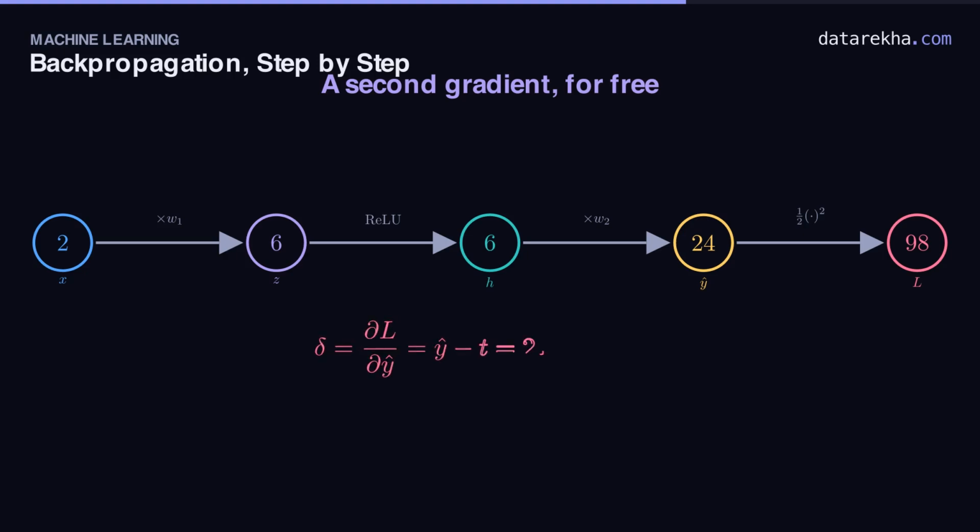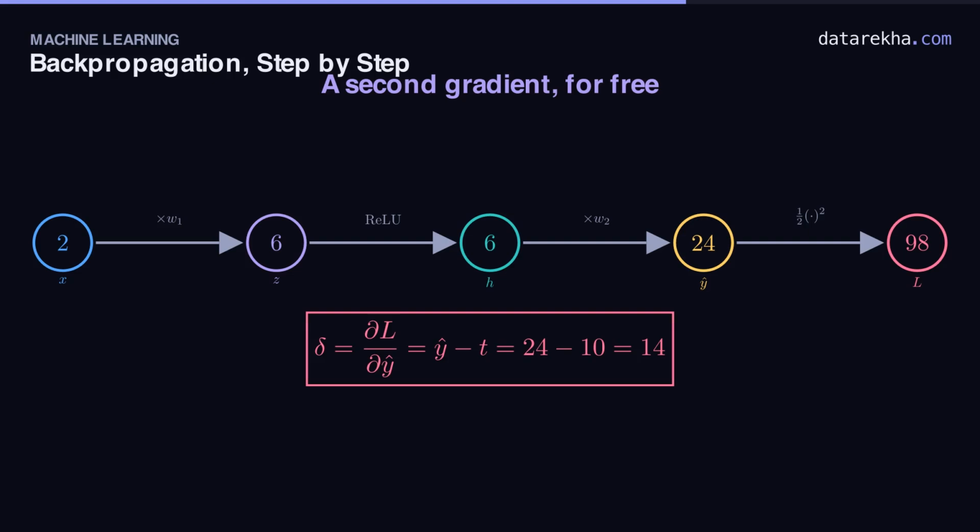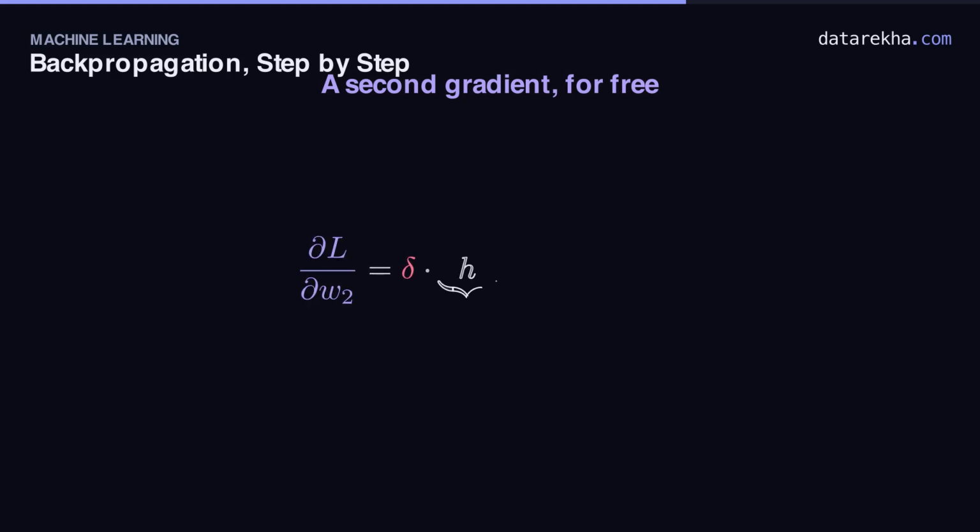Now the one signal that does all the work. The error at the output, delta, is y hat minus t, 24 minus 10, 14. Compute it once. We are about to spend it twice. Take the output weight w2 first. It's the easy one, a single hop from the loss. Its gradient is delta times its local derivative, which for w2 times h is just h, 6. So 14 times 6 is 84. We reuse delta, and we're done in one multiply.